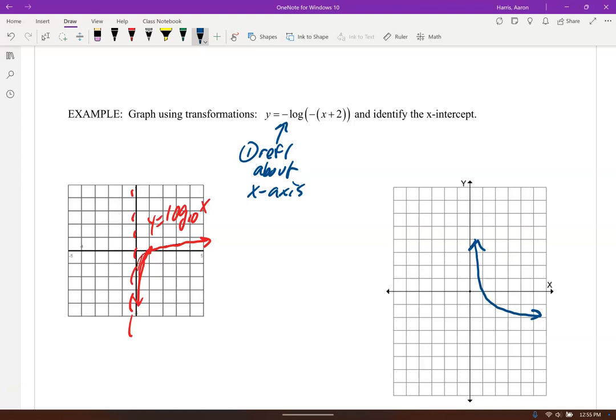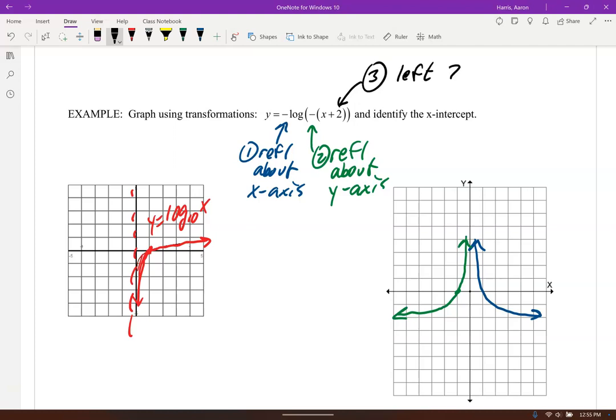reflected about the x-axis. Number 2, now we're going to reflect it about the y-axis. So instead of 1, 0, I got negative 1, 0. So now we're like this. If I could draw that the same, there's number 2. And finally, number 3, we're going to move it left 2. So 1, 2 to the left. Everything else the same. Left 2.